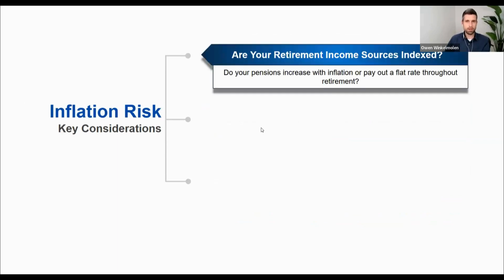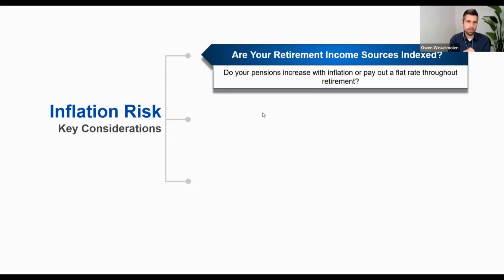When we talk about inflation risk, really here there's a few things to consider. One, how much of your retirement income is actually indexed to inflation? So CPP, old age security, do you have a defined benefit pension that's indexed to inflation? All of those things would reduce your inflation rate risk. But if you have a pension that's not indexed, of course, there's a risk there that inflation will eat into the purchasing power over time.